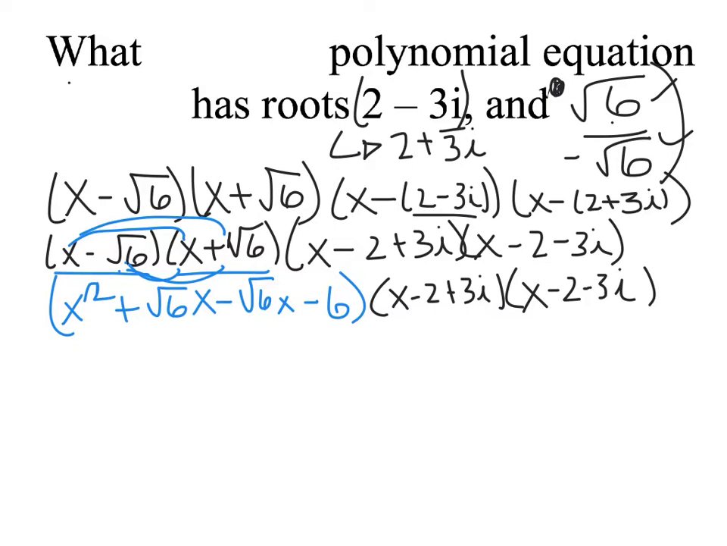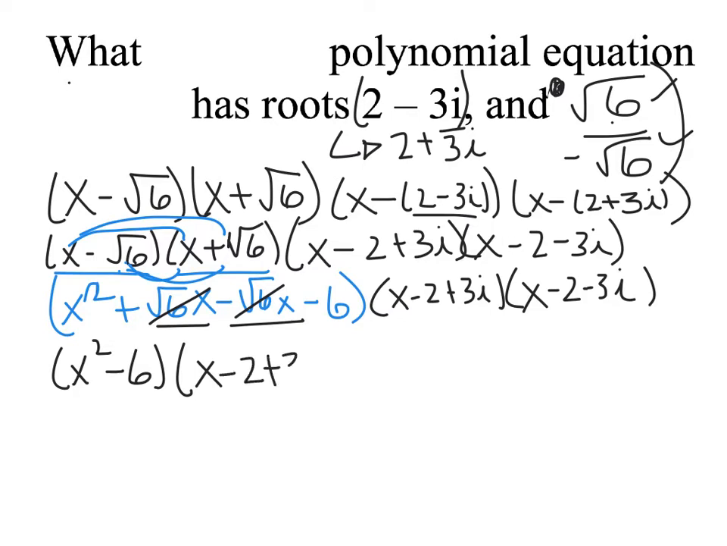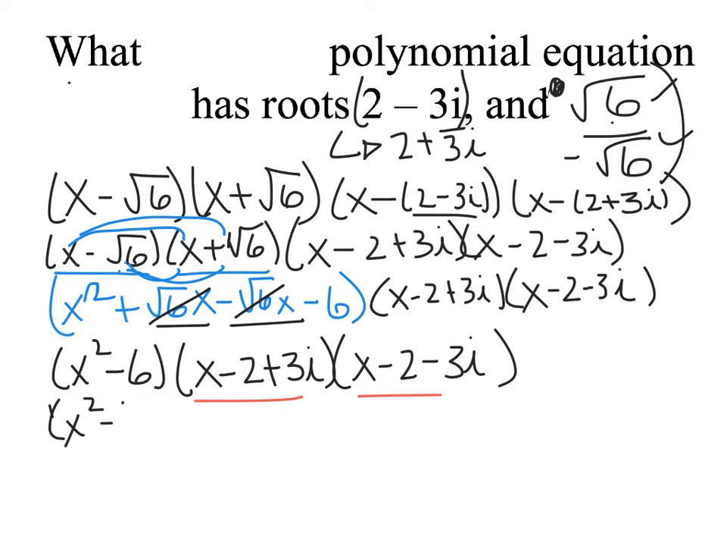So I'm going to simplify this. I have these like terms in the middle. They're going to go away. And I'm going to be left with x squared minus 6. And then that's going to be times all this complex stuff. So my advice to you is always, always, always multiply your complex roots together first, your factors with complex roots. So I'm just going to bring down my x squared minus 6.